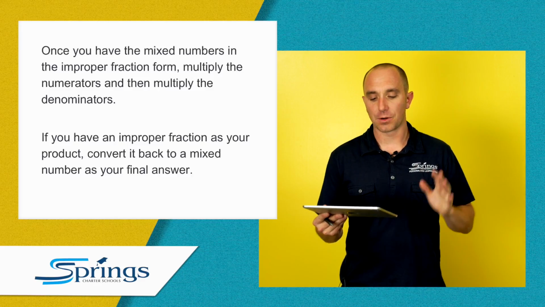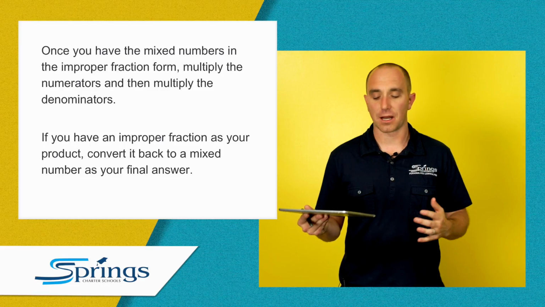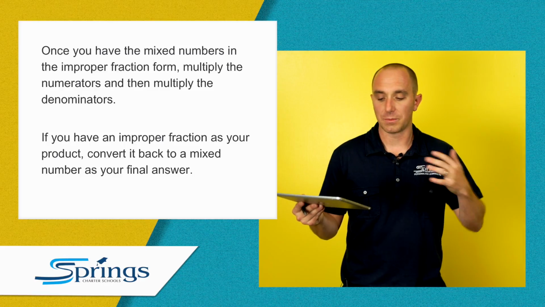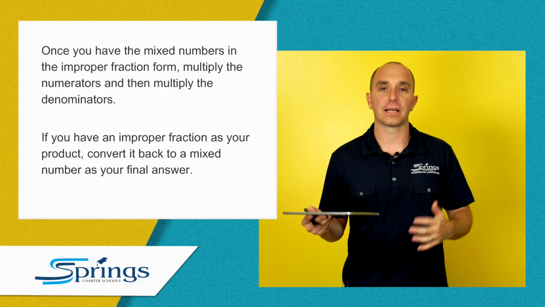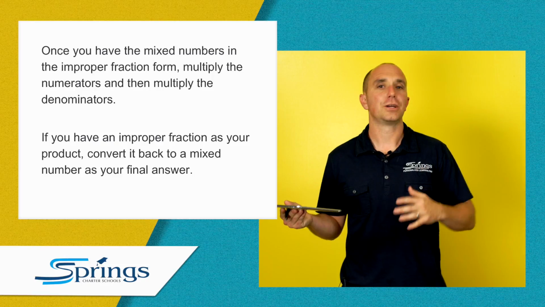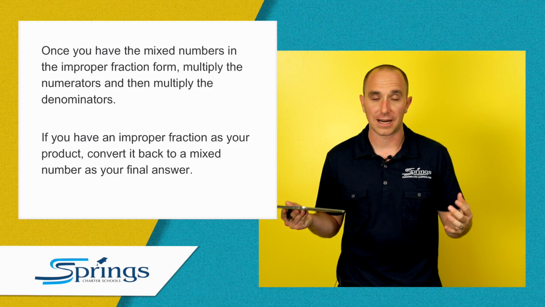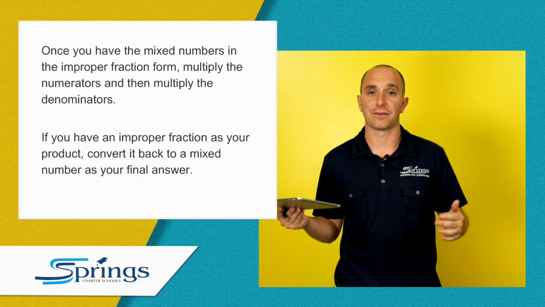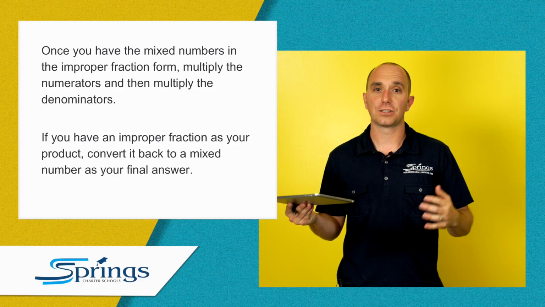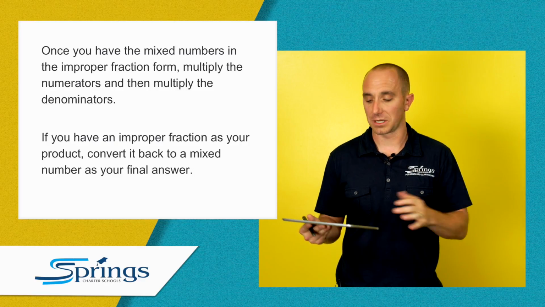Once you have that mixed number in the improper fraction form, you're going to multiply the numerators and then multiply the denominators. If you have an improper fraction as your product, convert it back to a mixed number as your final answer. Now, if you're converting mixed numbers into improper fractions and multiplying, you're going to have an improper fraction because the top number is going to be bigger, because it's two improper fractions and you're multiplying those two numbers together. So when you're multiplying two mixed numbers, count on having to convert them to improper fractions and then getting your product and converting that back to a mixed number.